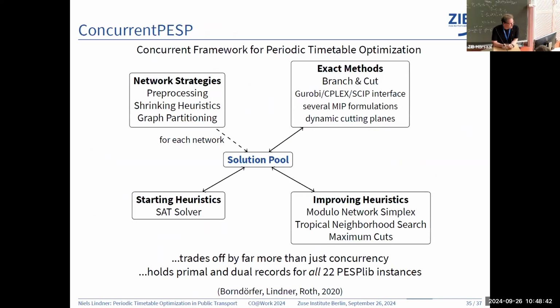Finally, we have something developed here at our institute, which is a solver for these types of problems, and it has a lot of things that I haven't had the chance to talk about, but there are many ways to approach this problem. We have a solver that integrates all these techniques in a concurrent way, and it actually turns out to be the best code that exists for these instances in the world. And we hold basically all records for the benchmarking library that is around.